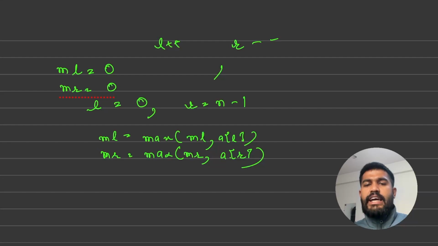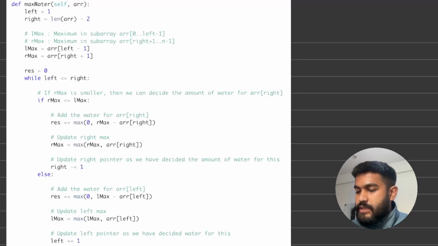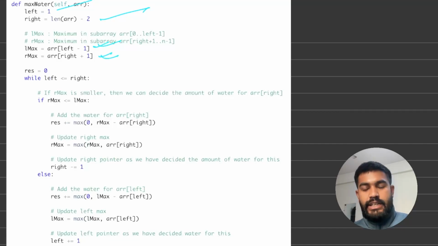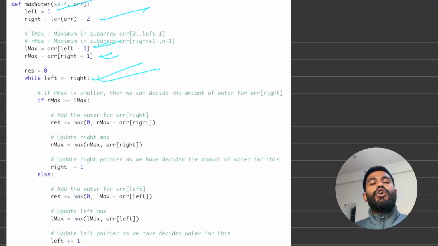m of r would be updated the same way, the max of whatever was already kept and the height at r. Whichever is smaller, if m of L is smaller, we would compute the contribution from that and move L to the right, that is L plus plus, and same goes for right, that is right minus minus. We would keep doing that until they don't cross each other. If they cross each other, we would again do the computation for the same one, so just computing again won't be of any use. Let's see the code at this point.